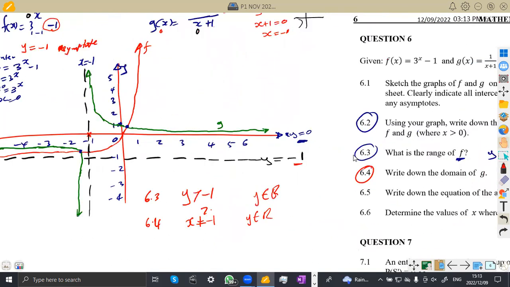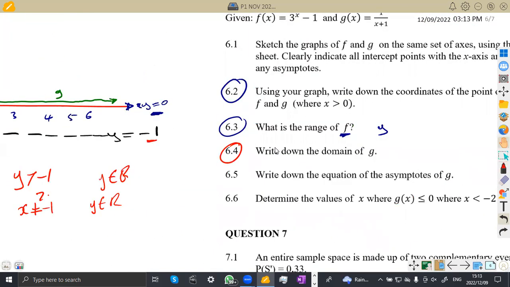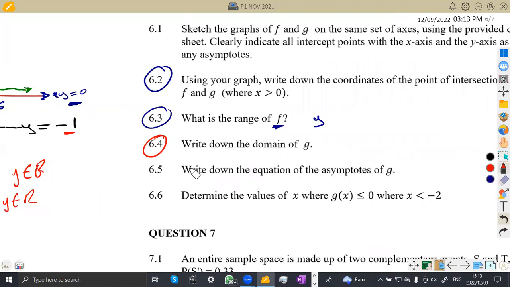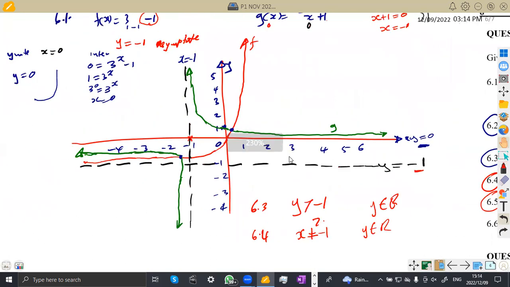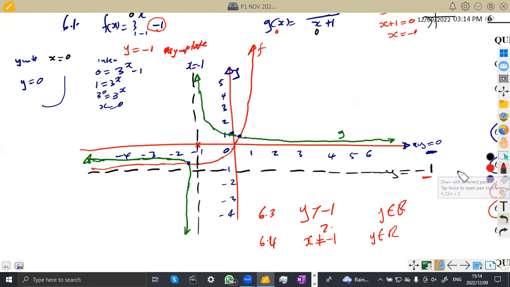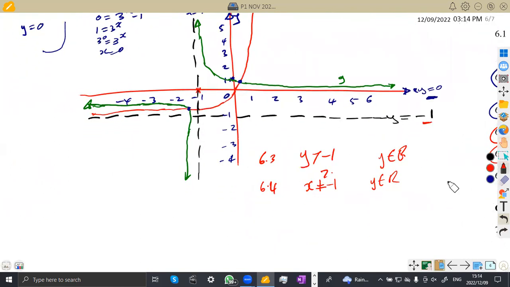All right. Then on 6.5, write down the equations of the asymptotes of G. What did we have as the asymptotes on G? All right, so the asymptotes, we already found them. Remember, we already indicated these asymptotes where we said x is equal to -1 and y is equal to 0. Now we are just writing them down.